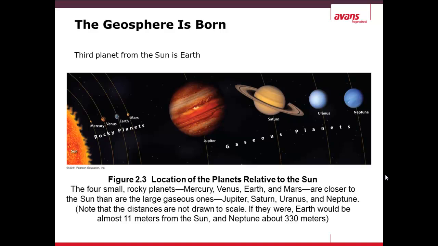Here we have the planets in order. Again, the rocky planets Mercury, Venus, Earth, and Mars are the closest to the Sun, and the gaseous planets, the gas giants, starting with Jupiter, Saturn, and then going on to Uranus and Neptune, are here in alignment. However, you must not think that this is drawn to scale. The planets are much further apart than shown in this figure.